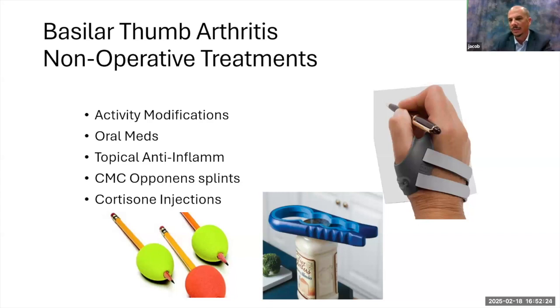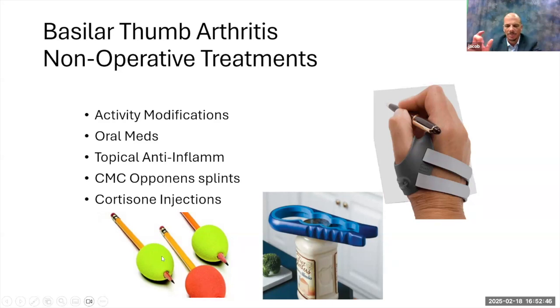Non-operative things that we can do for this, there's a whole variety of different braces that can be worn for the base of the thumb to help stabilize and decrease mobility at that joint. One of the things that I talk to people about is holding a pencil can even be very painful. People say signing a check or signing my bills or any paperwork, it's really painful for me just to hold the pen.